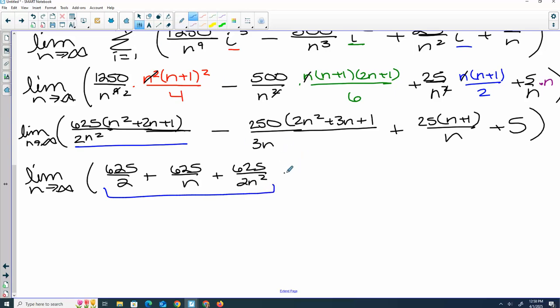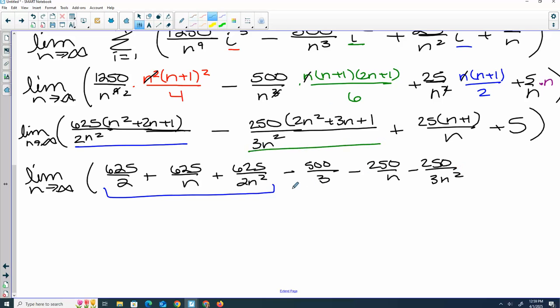This one is minus, so I'm going to distribute my negative. Negative 250 times 2 would be negative 500 n squared over 3. What'd I do? Oh, that's a cube. I made it a square right there. There we go. So that would be 500 over 3n, or, sorry, 500 over 3. Minus, those would cancel, 250 over n. Minus 250 over 3n squared. So this turned into these terms.